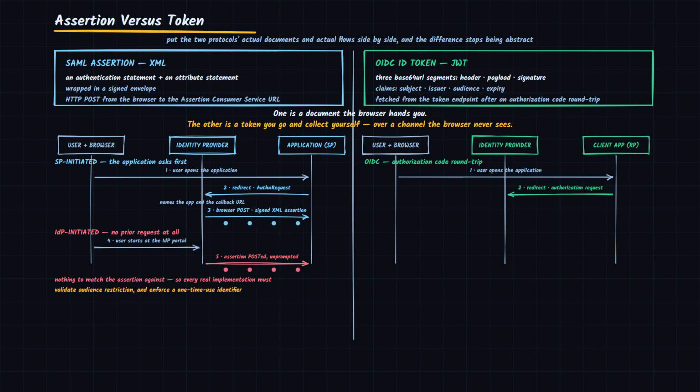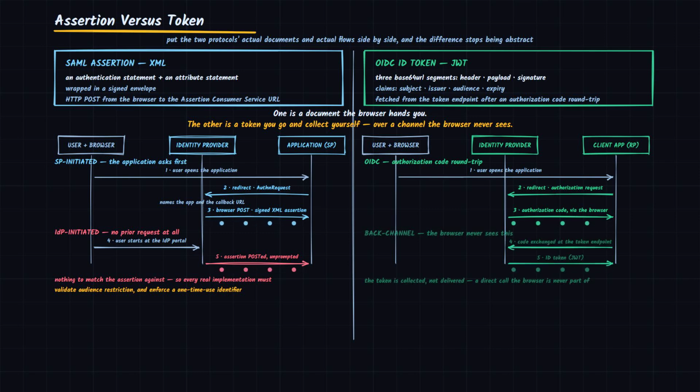Before any of this can run, there's a handshake. Neither protocol lets you skip. The identity provider and the application must establish mutual trust in advance. In SAML, that's a metadata exchange. Each side publishes an XML document naming its entity ID, its endpoints, and the certificate the other side should use to validate signatures.